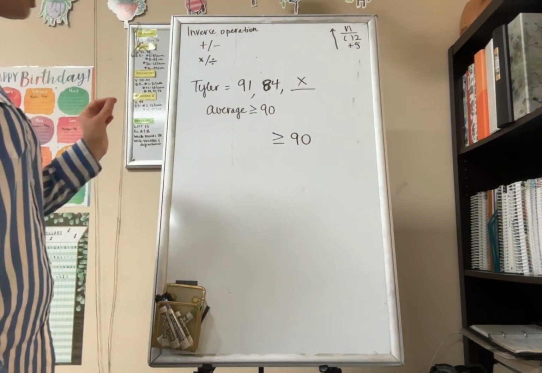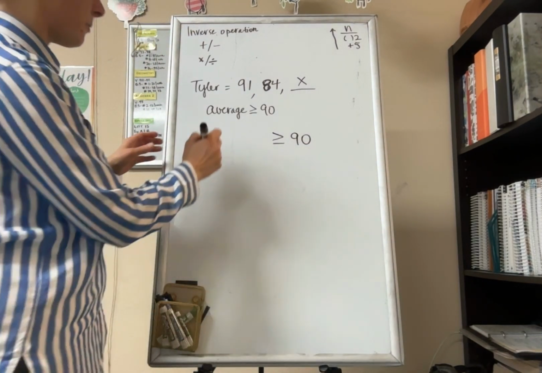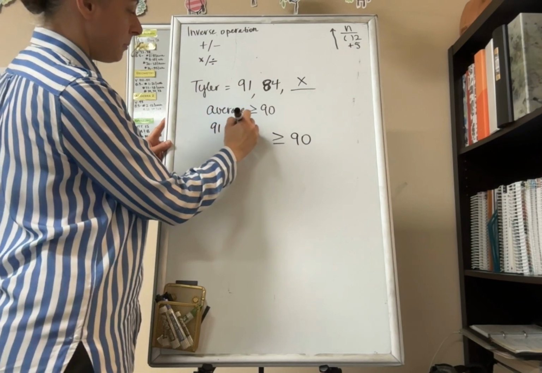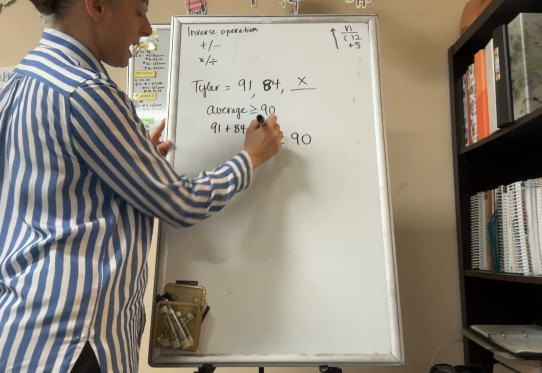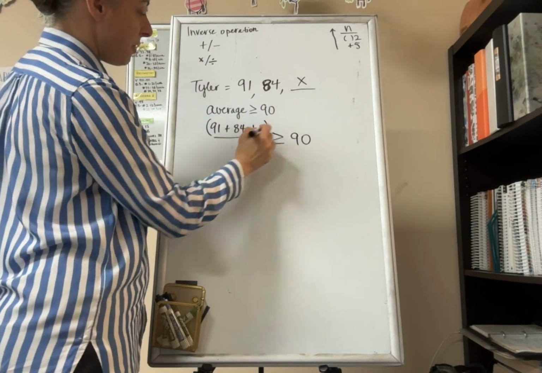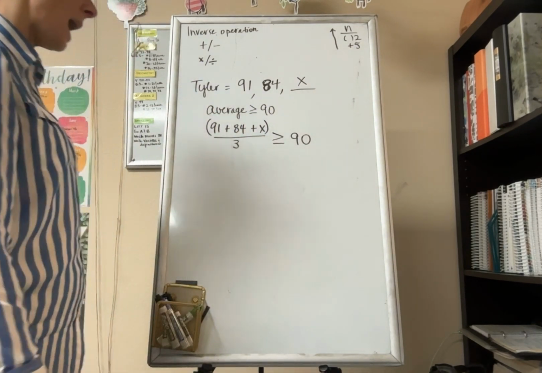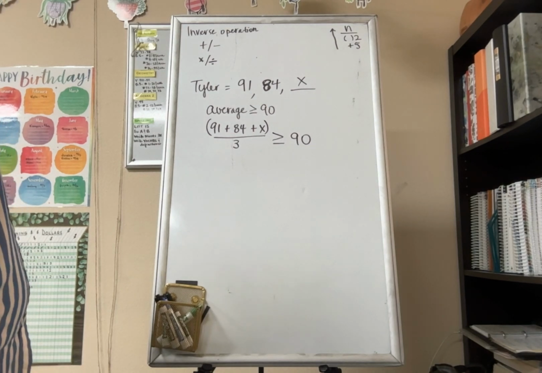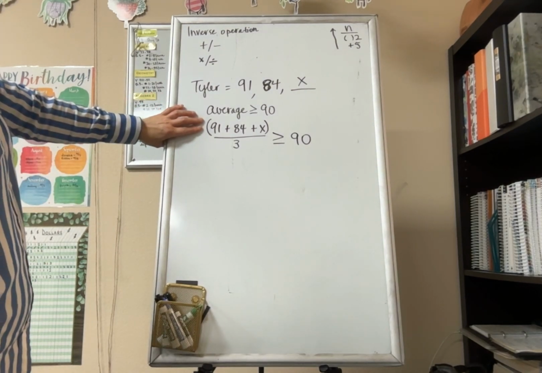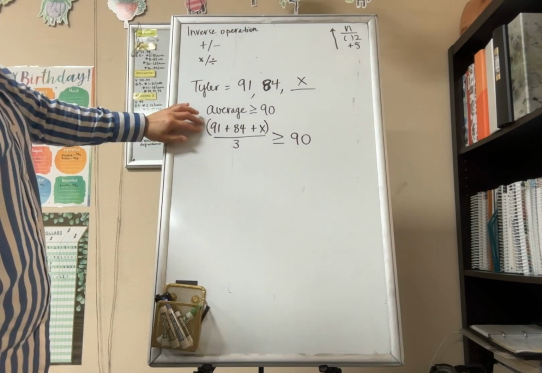90. We've already talked about the method for finding average. We add our data pieces, 91 plus 84 plus x, and then we divide that total by the number of data pieces we added. So we're going to divide by 3. Now in this numerator here, we can simplify.